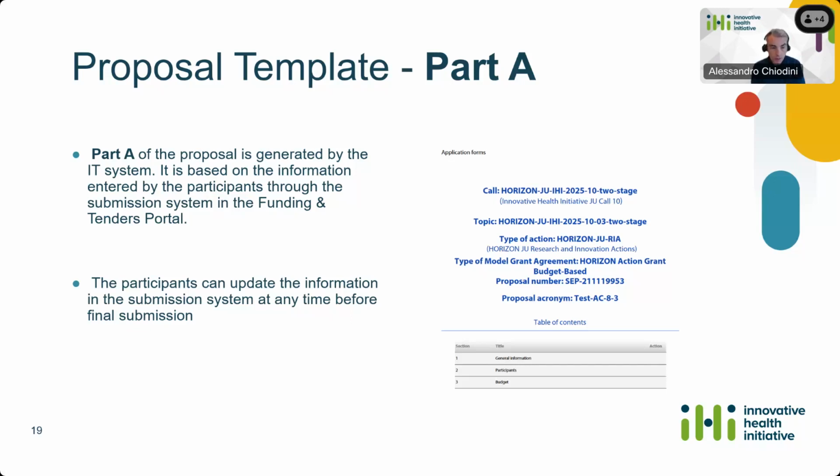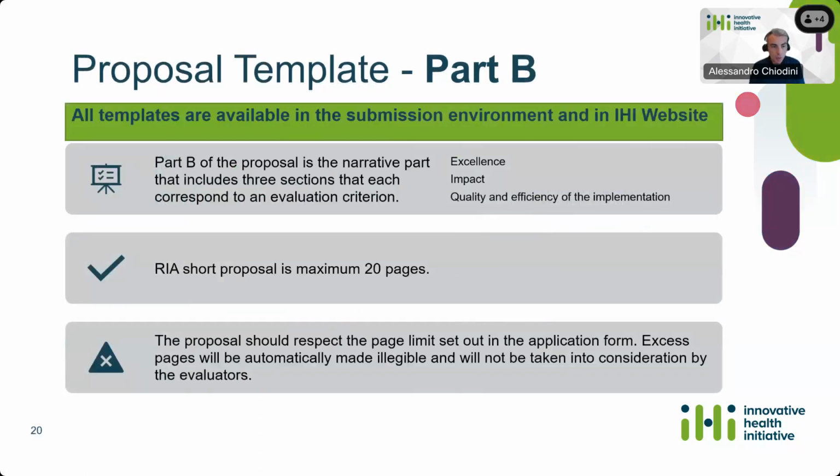So once you have prepared the part A, there is the part B of the proposal. The part B is a narrative part. You will see in the system that on the left side of the Funding and Tenders Portal, once you enter to submit your application, there is a template package where the Part B and the other annexes are present. You're kindly asked to go there, download the template, fill it in, and then upload it again. For your convenience, all the information that is in the portal is also available on the IHI website.